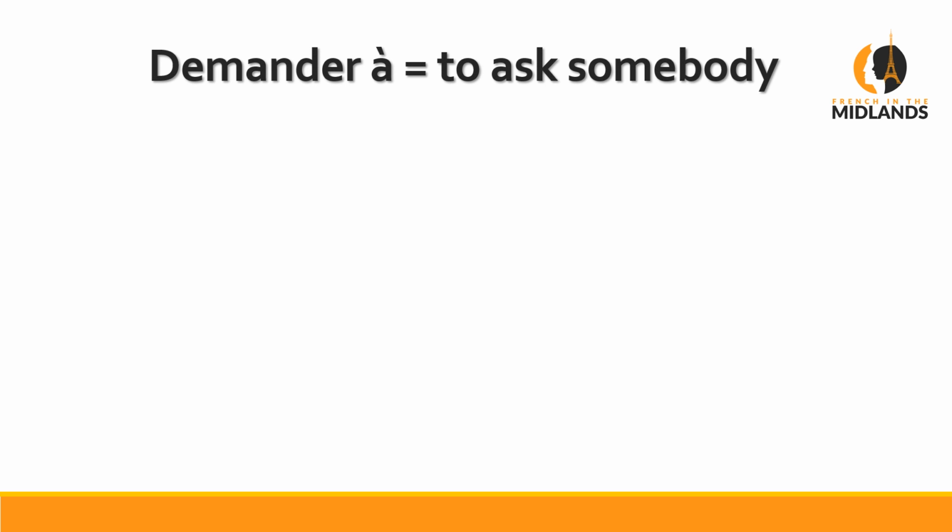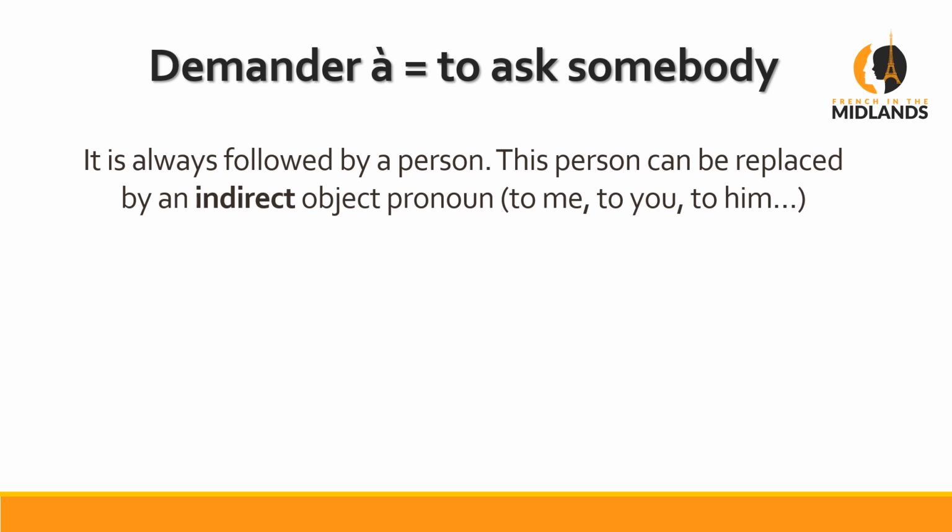Now let's have a look at demander à, which is to ask somebody something. Demander à, obviously, has to be followed by a person or a name. This person can be replaced by an indirect object pronoun. To me, to you, to him, to her, to them. That's indirect because of that to you have there. And the reason we need the to in French is because you've got the à at the end of demander, which you have to account for.